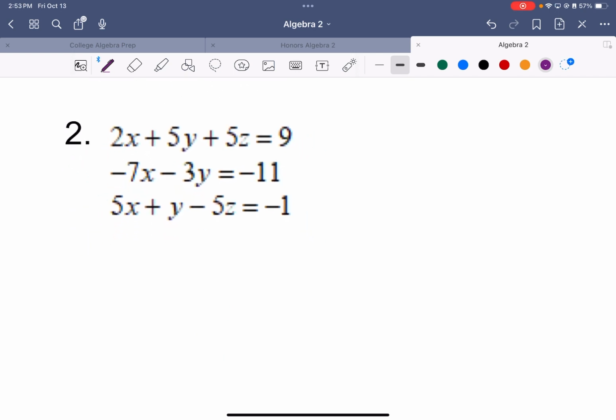Anyway, next one. So 2x plus 5y plus 5z equals 9.